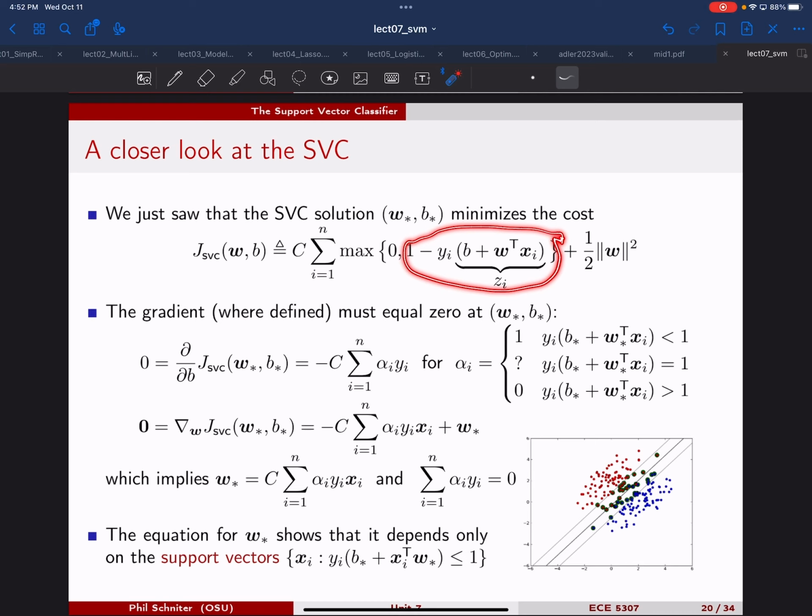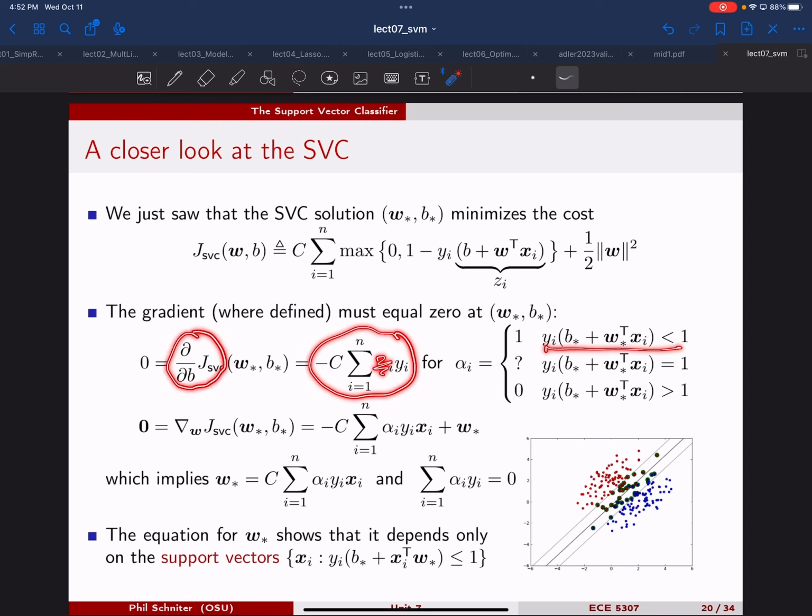We take the derivative with respect to b, and you can see that's just going to be minus yi for each of these. I'm writing that this way, using this variable alpha i. So alpha i will be 1 for this case. For this case, we just get this expression. Is that pretty clear? Okay.